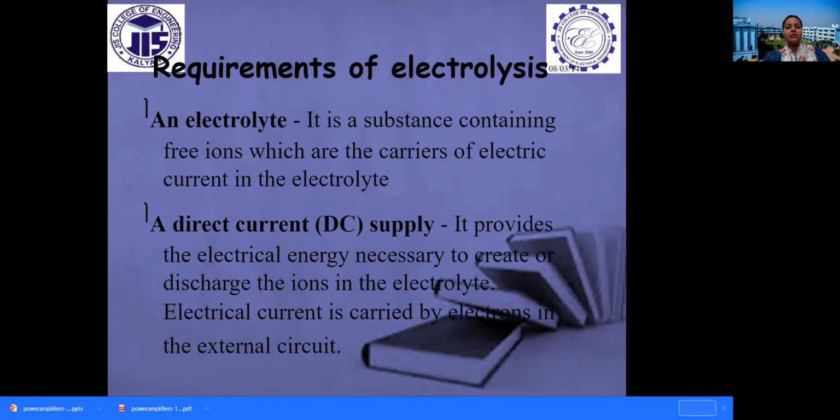Requirements of electrolysis. What are the requirements? An electrolyte. Now what is an electrolyte? It is a substance containing free ions which are the carriers of electric current in the electrolyte. And a direct current supply. It provides the electrical energy necessary to create or discharge the ions in the electrolyte. Electrical current is carried by electrons in the external circuit.